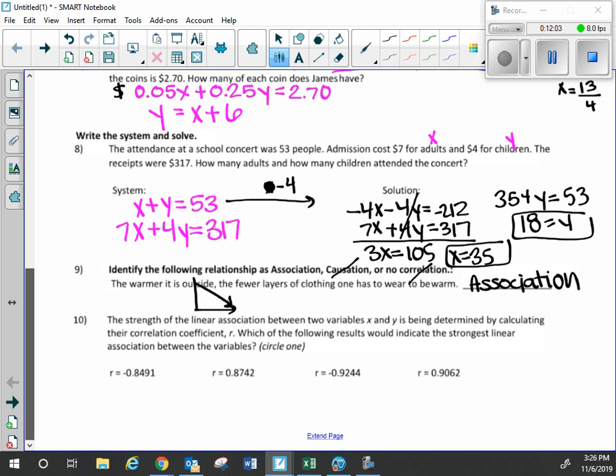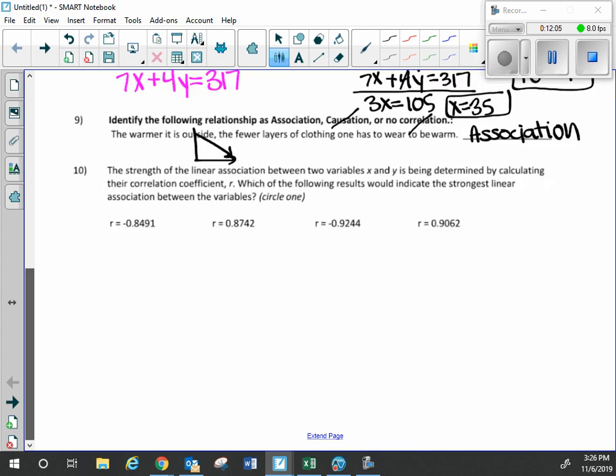Strength of association between two variables, x and y, is being determined by calculating the correlation coefficient R. Which of the following results would indicate the strongest linear association between the variables? So you want the closest to either 1 or -1. So you have -0.84, 0.87, so this is already not the best. And then 0.87 and -0.92, well, that one's out. So now you just need to compare the last two, which one is closer to 1 or -1, and it would be this option.